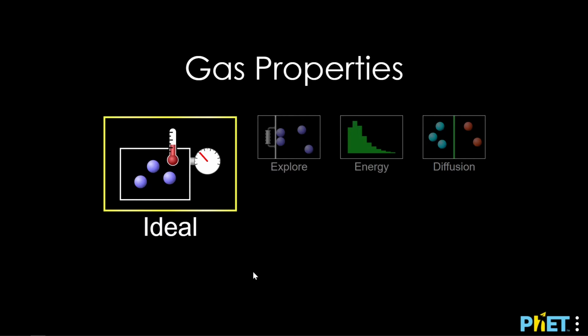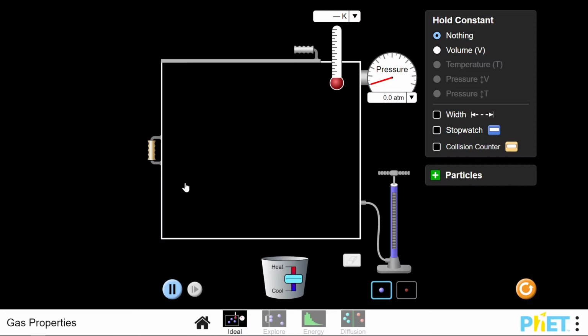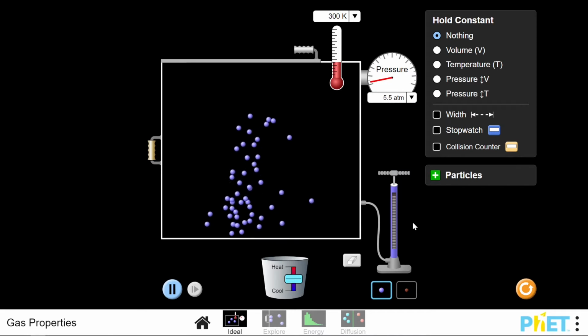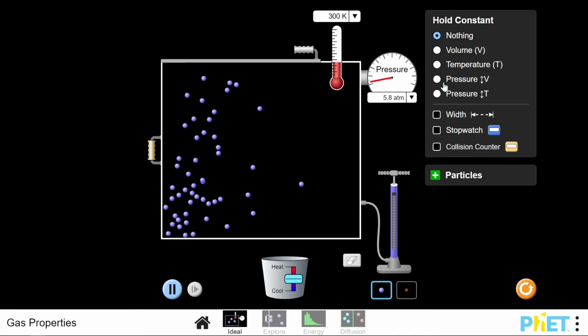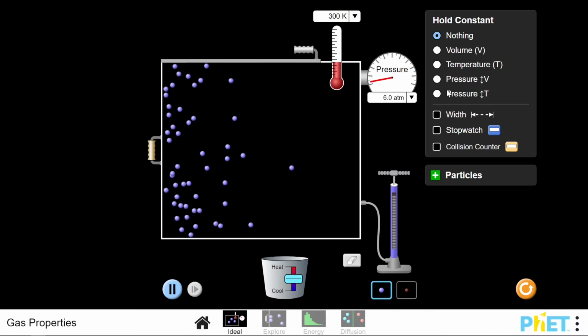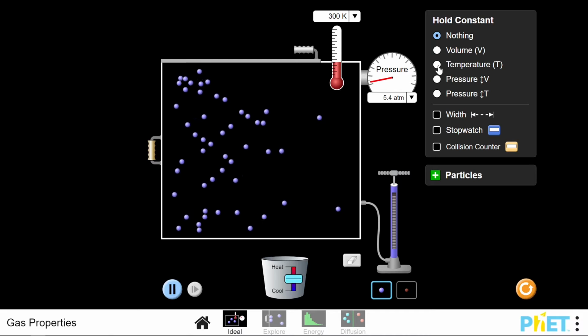All right, let's look at a couple of these gas properties with this PhET sim. I click on ideal, and then I'm going to say hold constant nothing. I'm going to put a pump full of particles inside the chamber. And now I have a whole bunch of opportunities here. I'm going to keep the temperature constant.